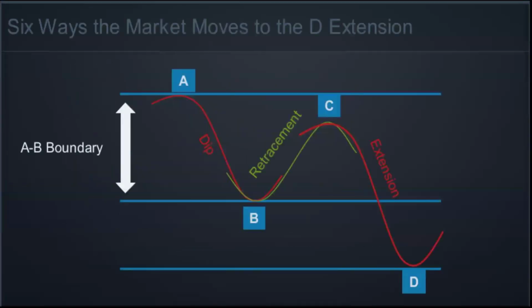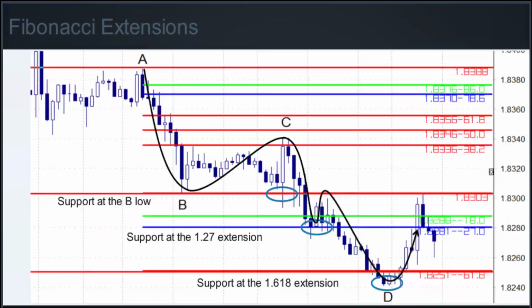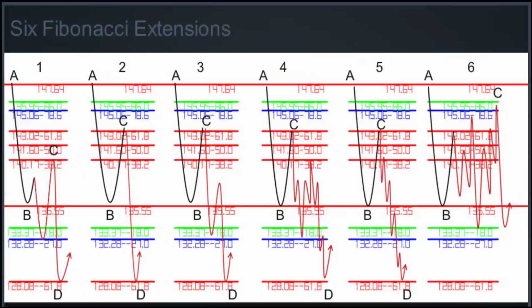Okay. So for the extension, we did a similar thing. The market is going to D. The market does so by creating waves, which is A, B, C, D, A, B, C, D, A, B, C, D. So the 6 ways you will see them. The first one, the market retraces, and then boom, it goes to D. This one, boom, it goes to D.